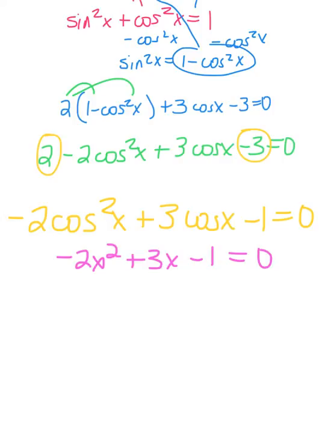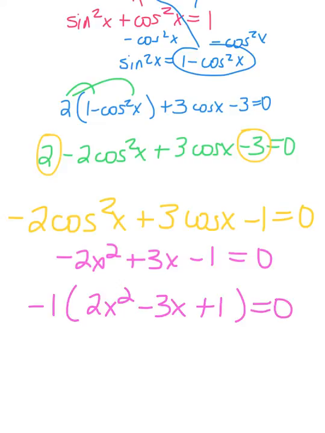Not yet. I don't want to. I don't like to factor when my first coefficient's negative. I don't want to distribute it. I want to take it out. I'm going to take out that negative 1. So it becomes 2x squared minus 3x plus 1 equals 0. Now that we've taken it out, we've changed all the signs behind, we don't need it anymore. It's done. It's gone. So now factor.